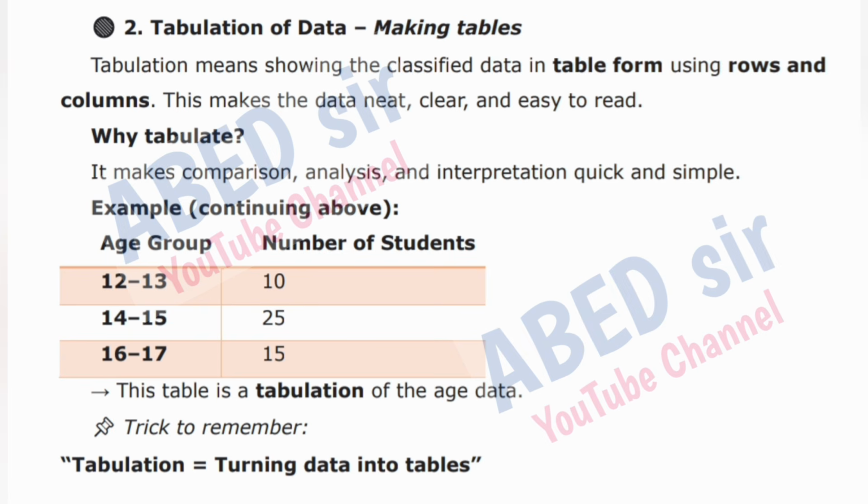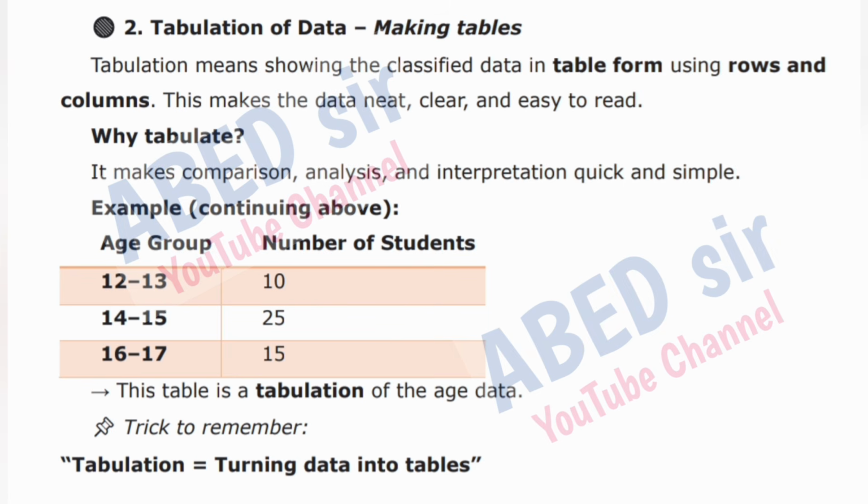2. Tabulation of data, making tables. Tabulation means showing the classified data in table form using rows and columns. This makes the data neat, clear, and easy to read. Why tabulate?